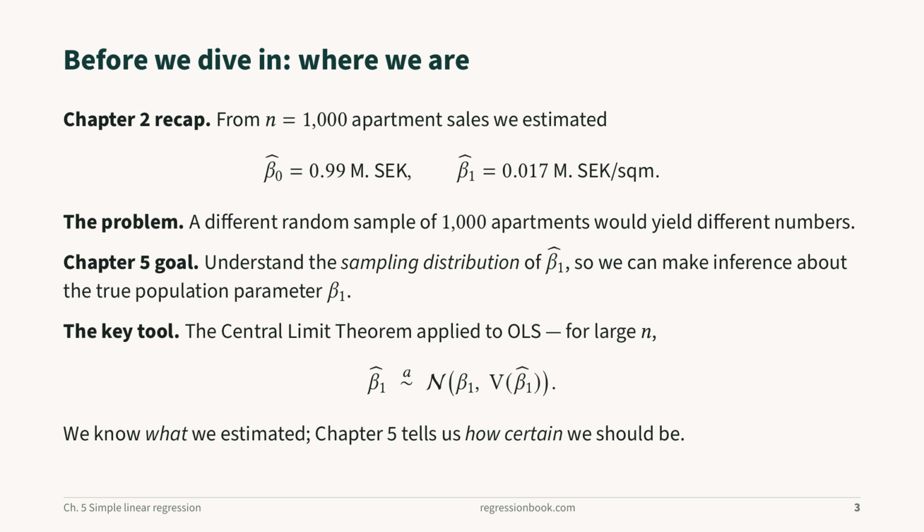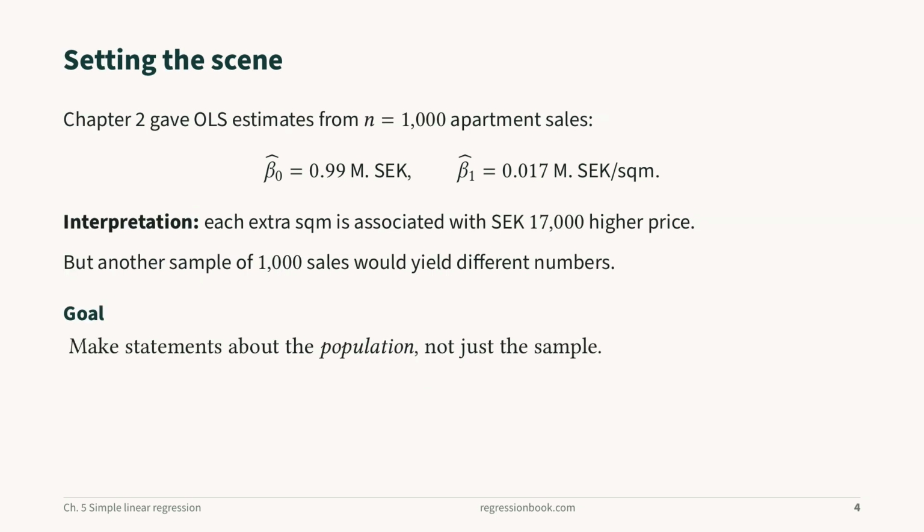For large samples, the estimated slope is approximately normal around the true slope. We know what we estimated. This chapter tells us how certain to be. Set the scene once more. Each extra square metre is associated with 17,000 kroner of price in this sample. Another 1,000 sales would say something slightly different. The goal for everything that follows: make statements about the population, not just the sample in hand.